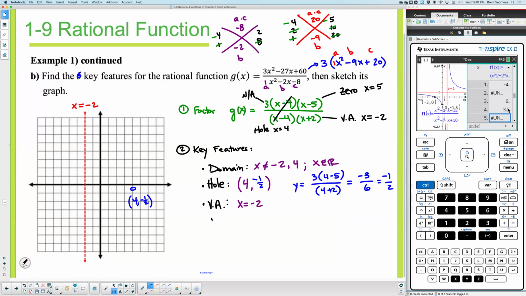Let's go on to the next. What's our next key feature? Zeros. Now these 4 we all get from the factored form. Did we have a 0 on this one? X equals 5. And good answer there, Daisy, saying x equals. So go to 5. 1, 2, 3, 4, 5. Put that point there. We need that 0 at 5.